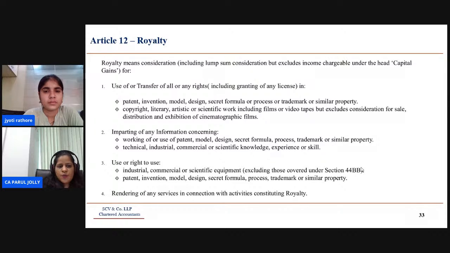It also includes imparting of any information concerning working of or use of patent, model, design, secret formula, process, trademark, or similar property, any technical, industrial, commercial, or scientific knowledge, experience, or skill. It also includes right to use any industrial, commercial, or scientific equipment, a patent, invention, model, design, secret formula, process, trademark, or similar properties. So there are so many terms used in the definition of royalties.